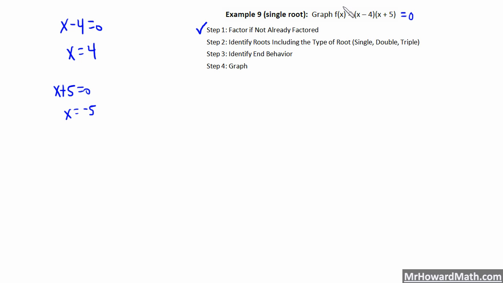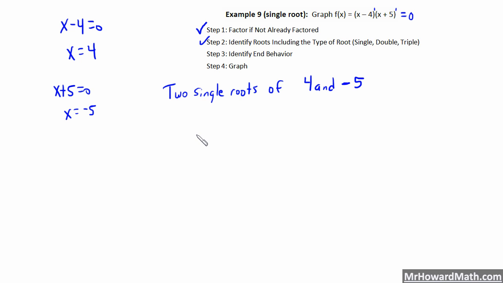And notice that these are to the power of 1 here. We have an implied power of 1 here and an implied power of 1 here. So I'll put those in there. And for that reason, these would be considered single roots. Okay? So single roots, so we have 2 single roots of 4 and negative 5. Alright? So step 2 is done.